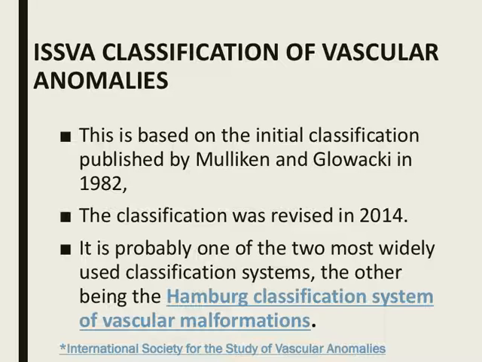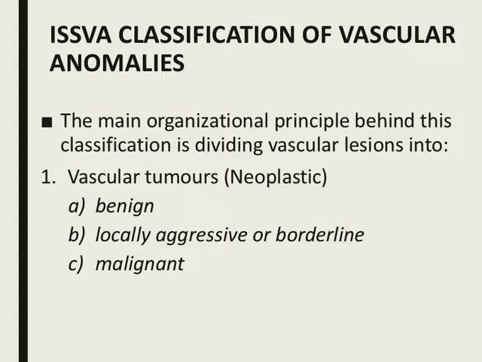So in classifying the anomalies, we have Mulliken and Glowacki. They did a classification in 1982, and this was revised by the International Society for the Study of Vascular Anomalies in 2014. Another classification is by Hamburg, who also came up with some form of classification. But the one by ISSVA is what is being used.